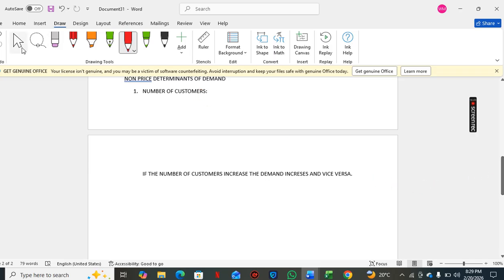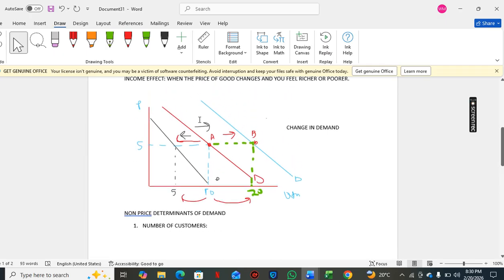The next factor is consumer expectations. If we expect prices to rise, we tend to spend more. Or another way to put it, we spend when we expect prices to rise. For example, let's go back here. Let's say this is the market for petrol.